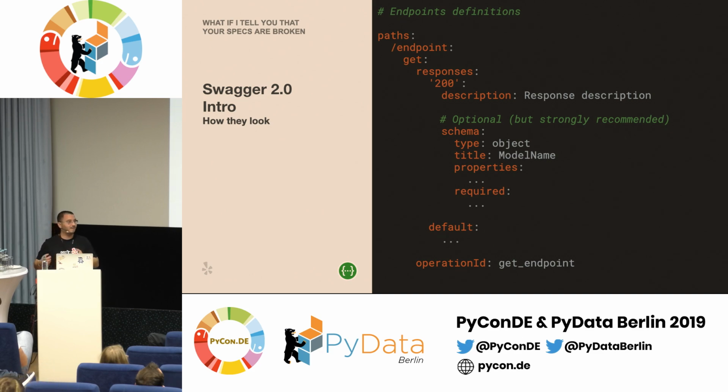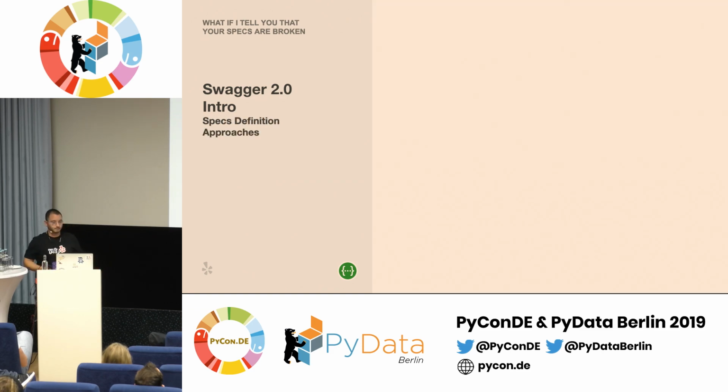Think about a mobile application, like an Android app or an iOS app, that wants to interact with the service. They need to generate code. And usually you use something like Swagger CodeGen to generate this code directly from the specs. You want to provide a reliable naming for them. So thanks to the operationId, you can achieve this.